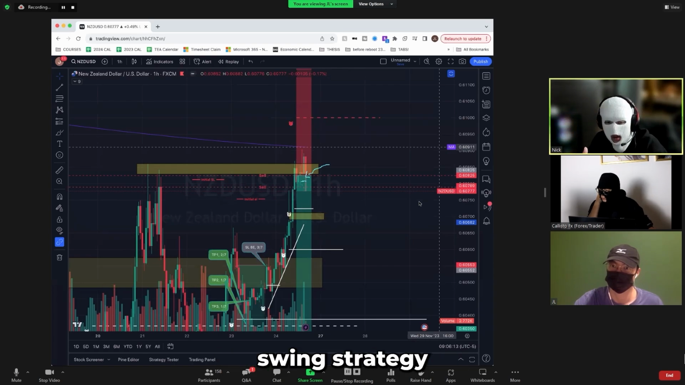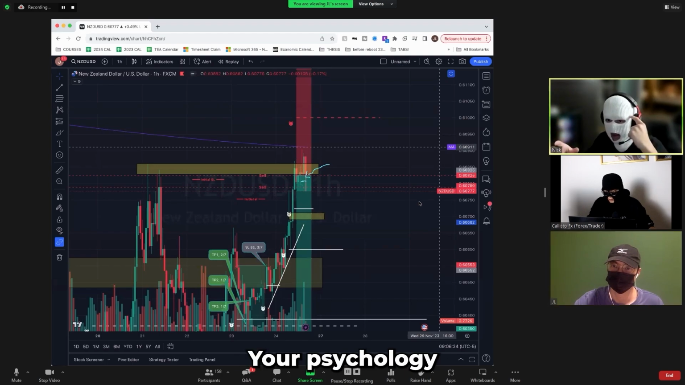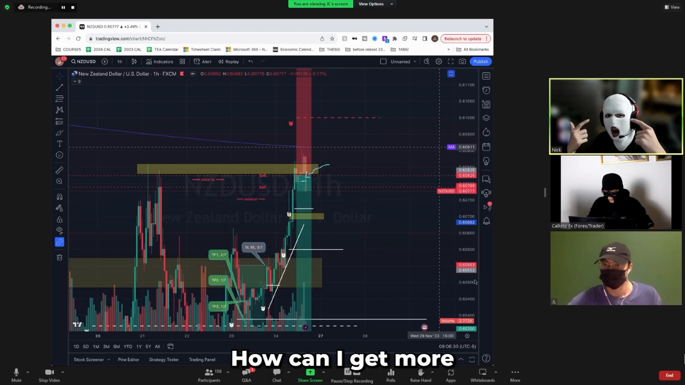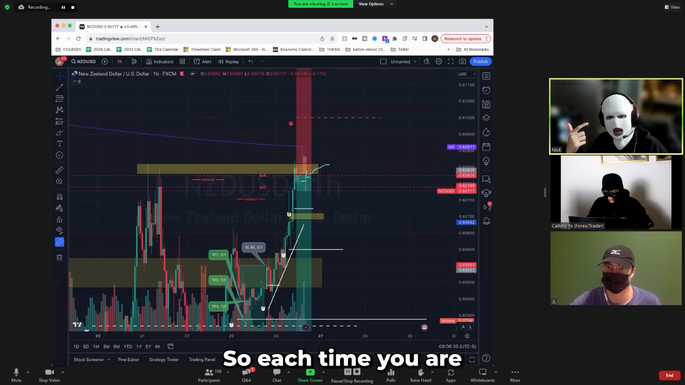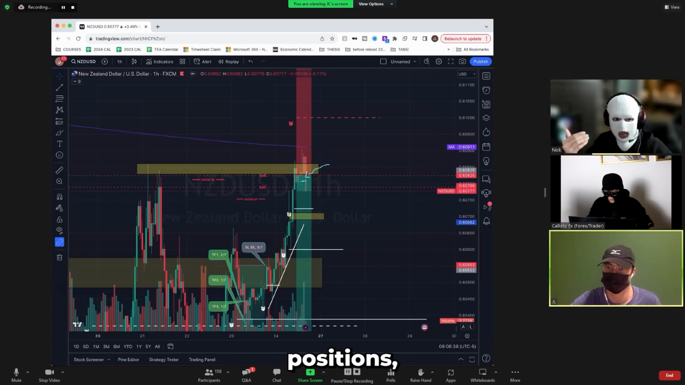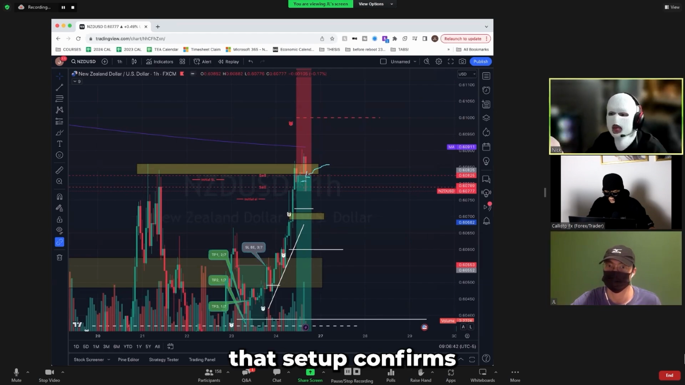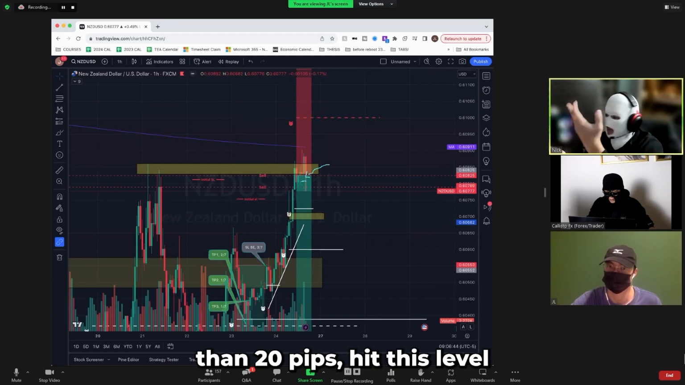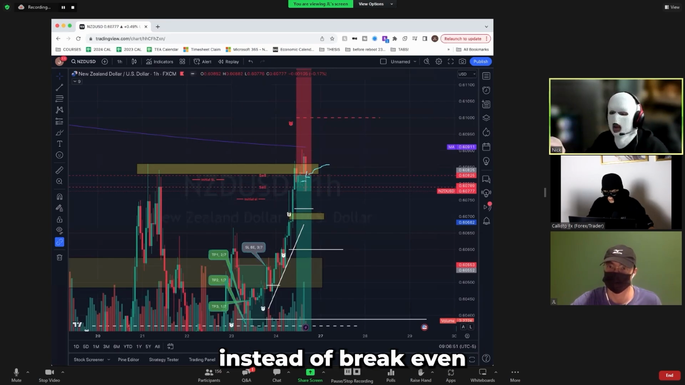But for a swing strategy, same thing. We don't really care about the risk-reward ratio. We care about being right. And the reason is because when you're right, your psychology improves. Your mind will start to think, okay, how can I get more of this kind of setups where I can start securing a lot more? So each time you get correct, you start to secure bigger positions, because you know this setup confirms, hit this level, 10, 20 pips, hit this level. Okay, secure.